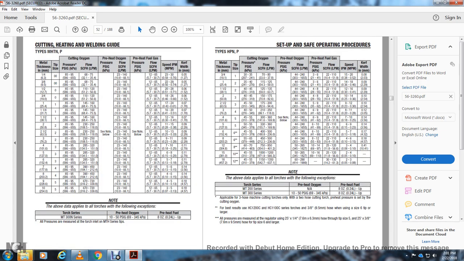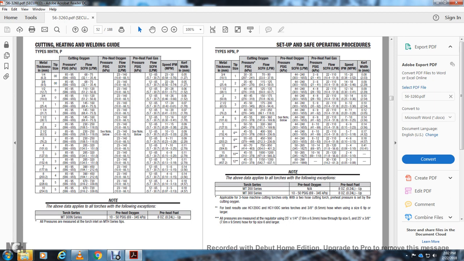Welding guide types MHTMP: minimum thickness, type, pressure PSI gauge, SCFH, cutting oxygen, preheating oxygen PSI gauge, flow SCFH, preheating fuel gas pressure PSI gauge, flow SCFH, speed IPM, curve width, and types HPM. The torch data applies with the following exception: except for the MT309 torch.